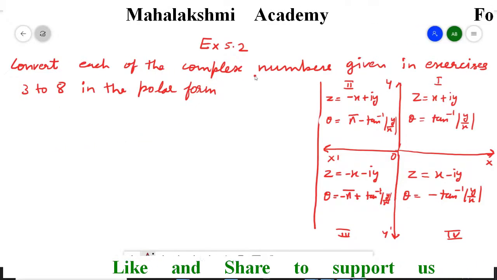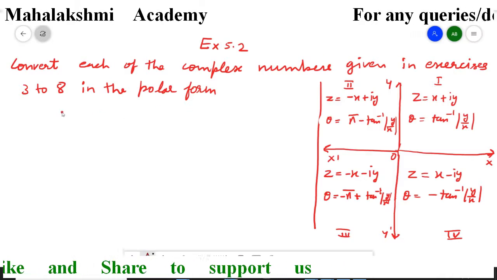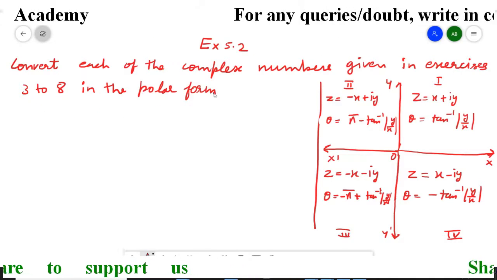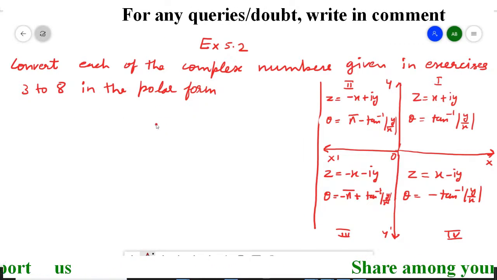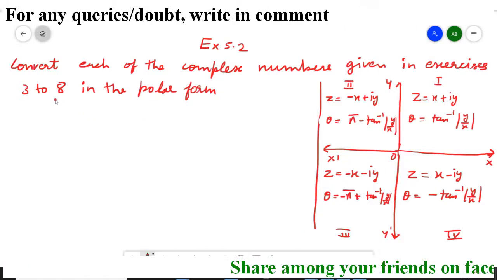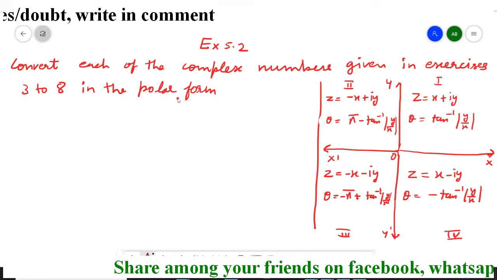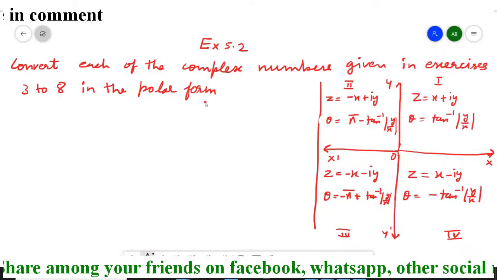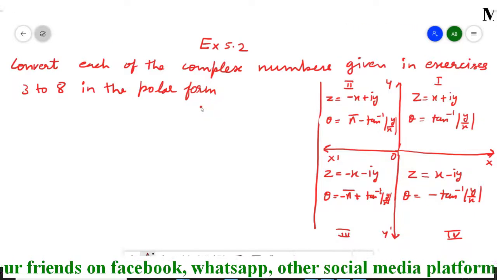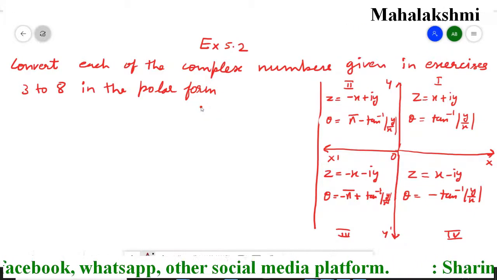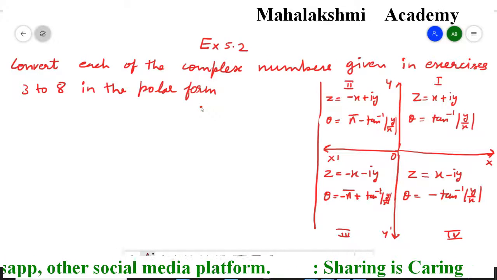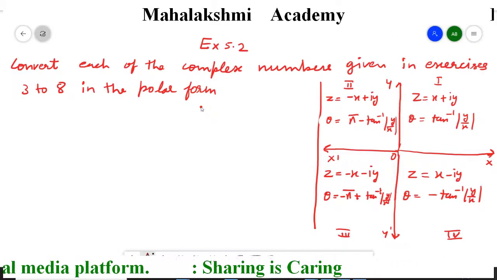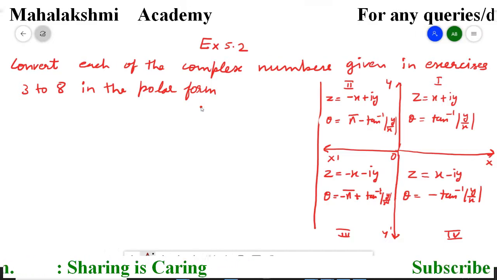Convert each of the following complex numbers given in exercises 3 to 8 in polar form. So for questions 3 to 8, whatever complex numbers are given to us, we have to convert them into polar form. To convert into polar form, we mainly have to find the modulus and the argument. So whatever the question, first we'll find the modulus and argument.